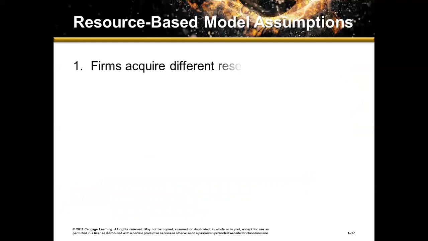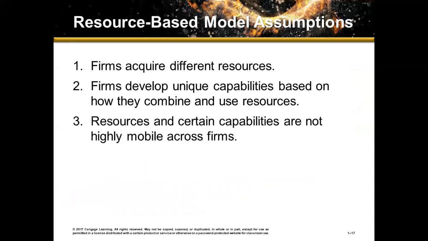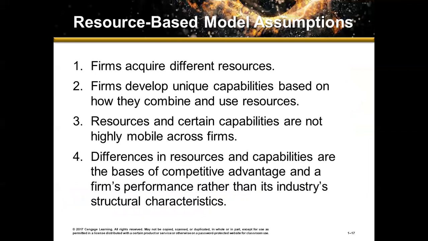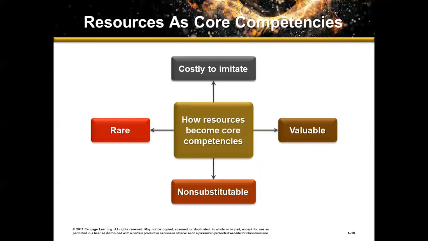Resource-based model assumptions are the following. Firms acquire different resources. Firms develop unique capabilities based on how they combine and use resources. Resources and certain capabilities are not highly mobile across firms. Differences in resources and capabilities are the basis of competitive advantage and a firm's performance rather than its industry's structural characteristics. Resources as core competencies.